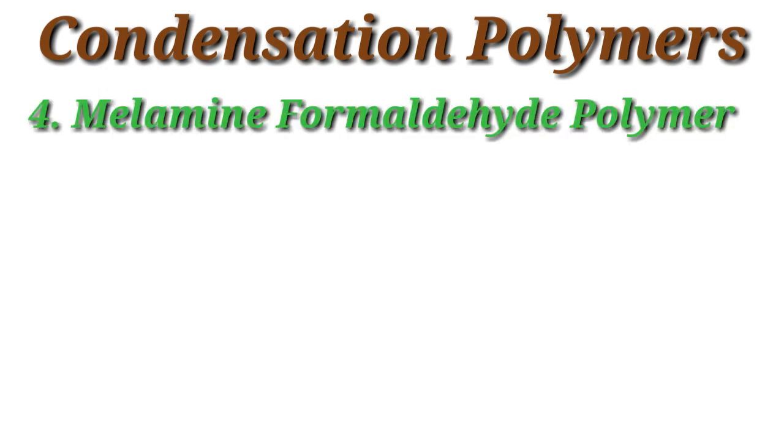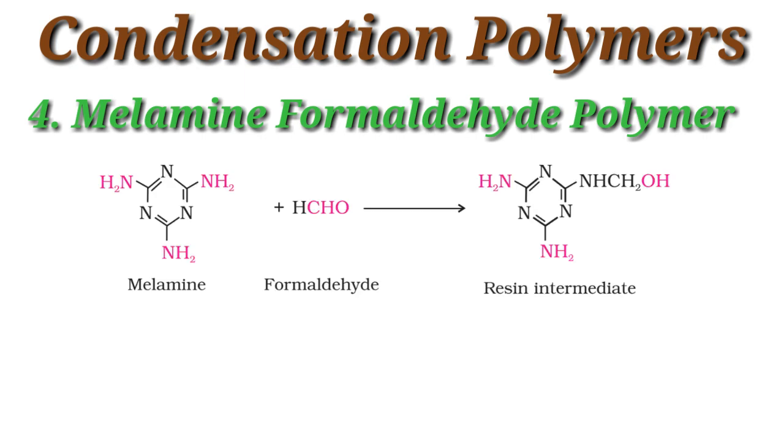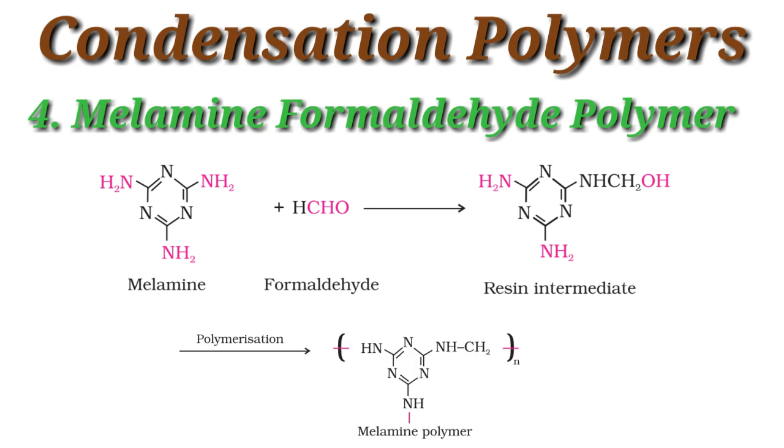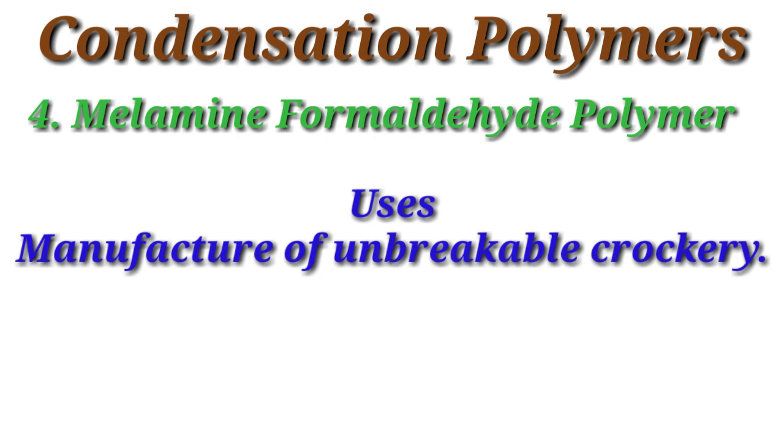Next one, melamine formaldehyde polymer. Melamine formaldehyde polymer is formed by the condensation polymerization of melamine and formaldehyde. Melamine, when treated with formaldehyde, gives a resin intermediate, which on polymerization gives melamine polymer. It is used in the manufacture of unbreakable crockery.